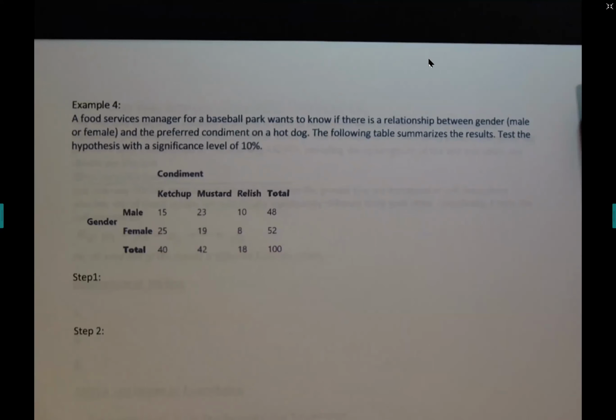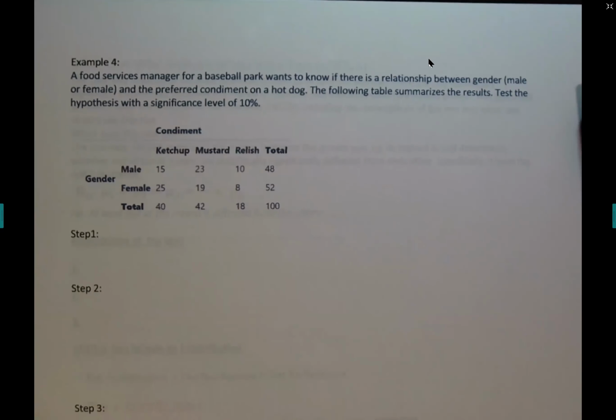Okay, we're going to do another one. Example 4. A food services manager for a baseball park wants to know if there is a relationship between gender and the preferred condiment on a hot dog. The following table summarizes the result. Test the hypothesis with a significance level of 10%.